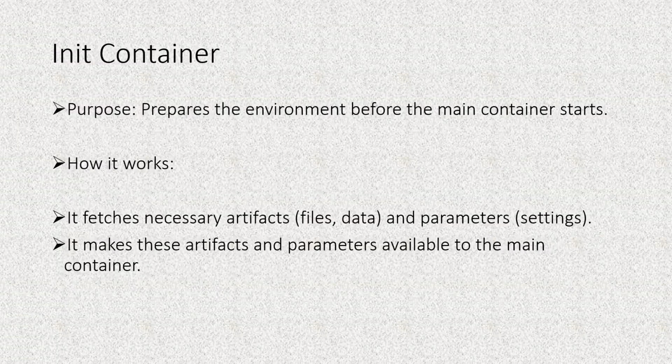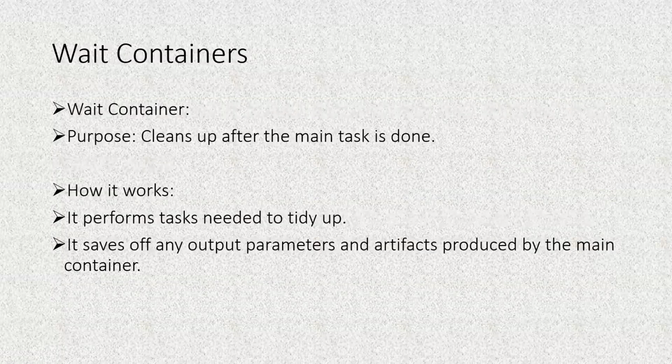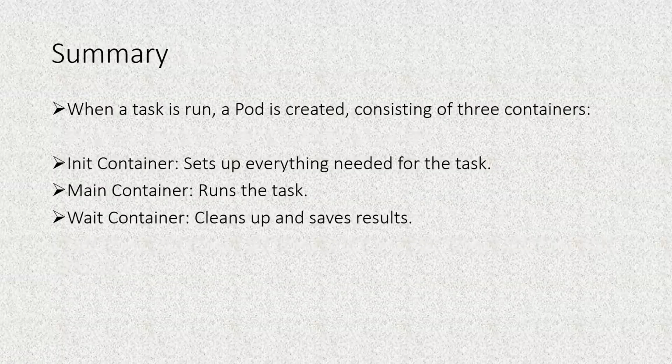Second is the init container. It prepares the environment before the main container starts. It fetches the artifacts and parameters and makes them available to the main container. Then third is the wait container, which cleans up. Its purpose is to tie up the task. It saves any output parameters and artifacts produced by the main container. Summary: whenever a task is run, a pod is created consisting of three containers: init, main, and wait. Setting up everything is done by the init container, the main container runs the task, and the wait container cleans up.